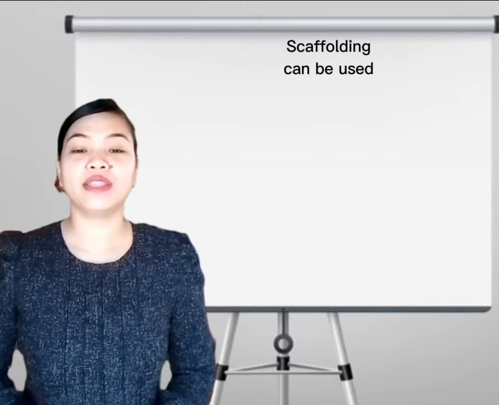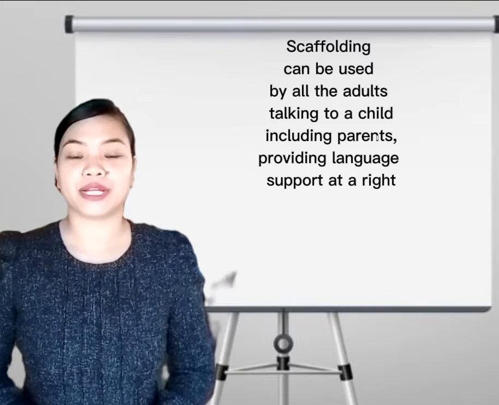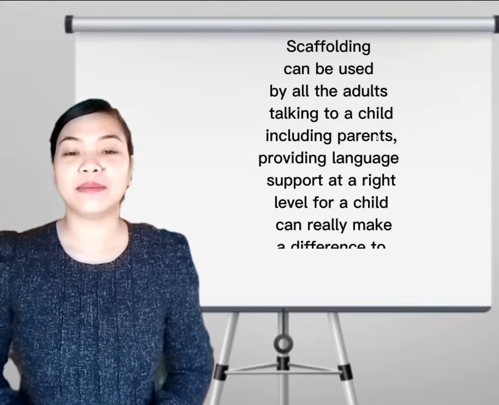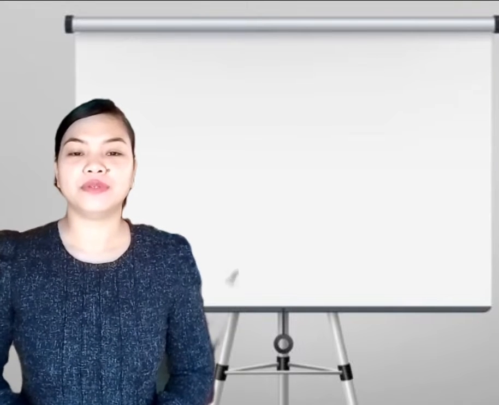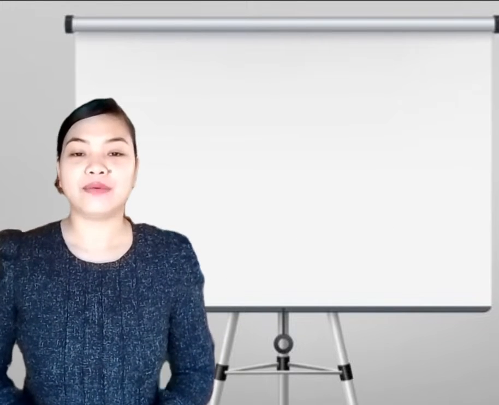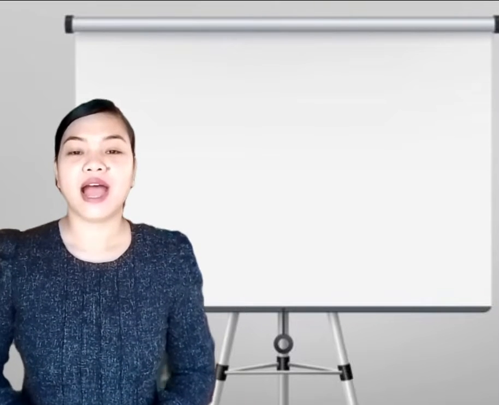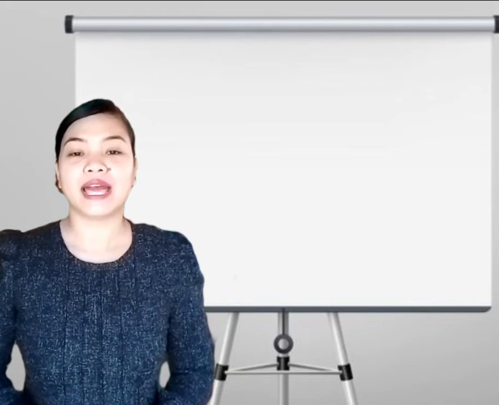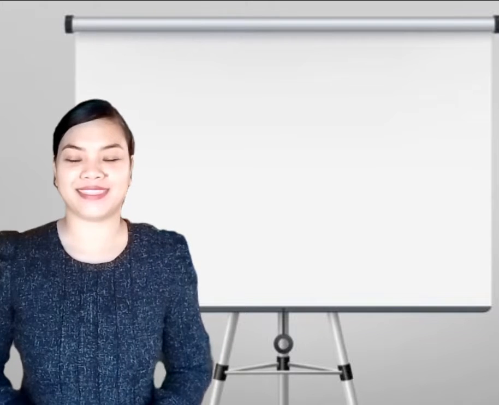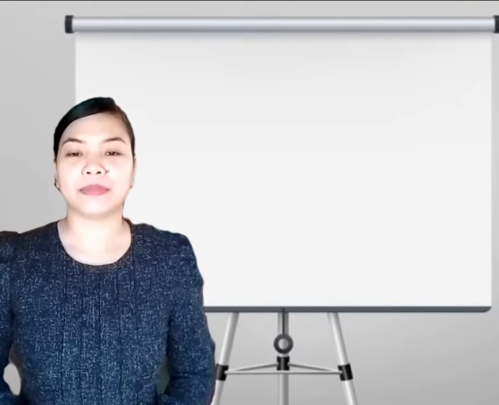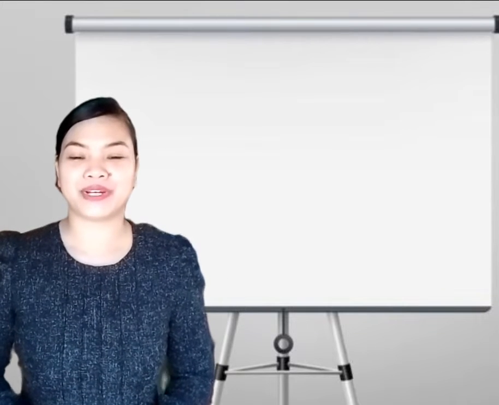Scaffolding can be used by all the adults talking to a child, including parents. Providing language support at the right level for a child can really make a difference to their talking and understanding. The aim of using scaffolding is to make language accessible to children and help them move on to the next stage. Adults using scaffolding can help to reduce anxiety in the children they are working with. Successful scaffolding relies on knowing the language level of the child you are working with.